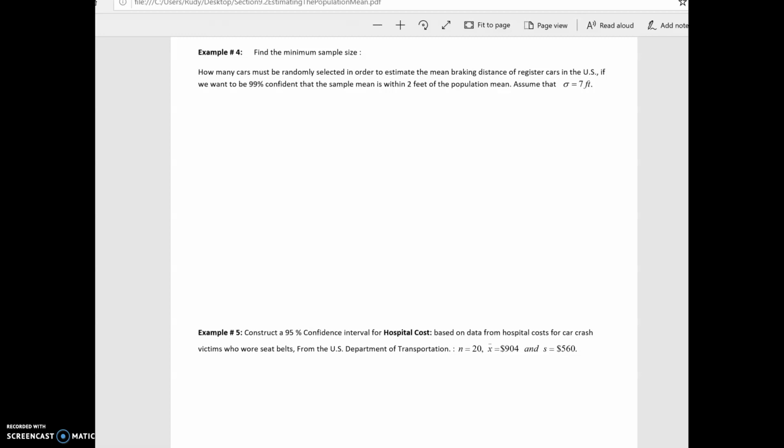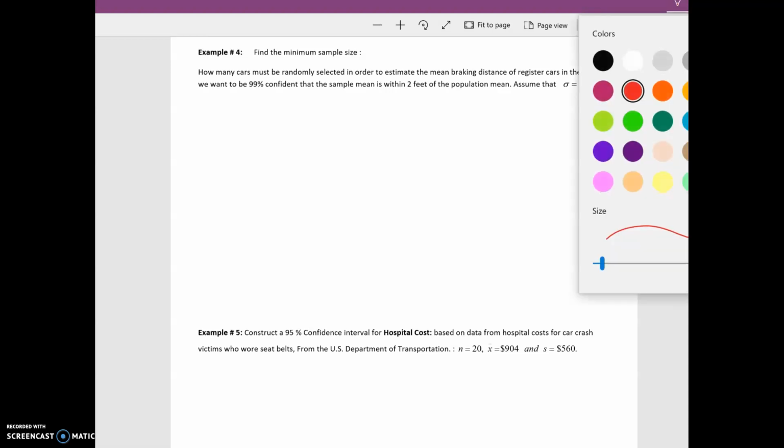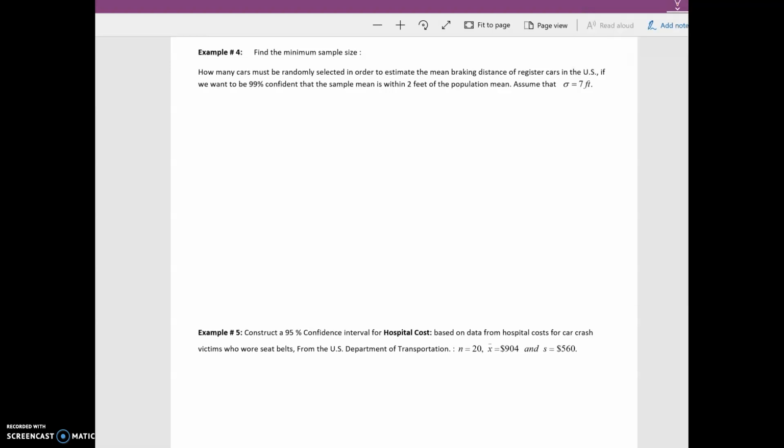Hello class, let's take a look at example 4. Now, example 4 is slightly different. It's not asking for a confidence interval, it's asking for a value of n in order to create a confidence interval. They want to create a 99% confidence interval, which means that the error is going to be about 0.01. And you're given the values of sigma, the standard deviation of the population.